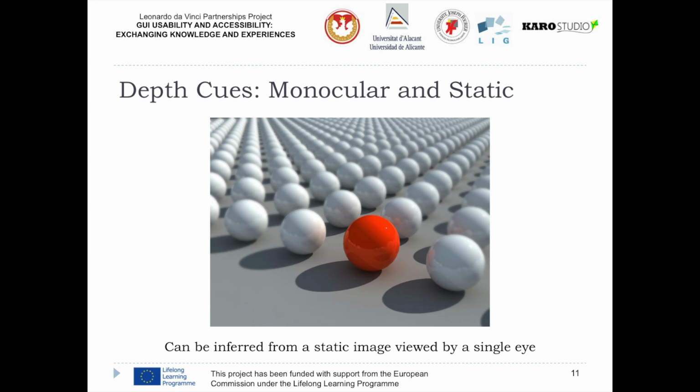The fourth cue is the aerial perspective, suggested by the blur effect that the depth of field implies. Sharpened spheres are in front of blurred ones.